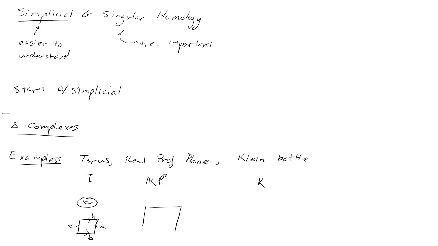RP2, we have the same demarcations of the two opposite sides, but in this case, unlike the torus, where both arrows were going in the same direction, we're going to flip the directions. So we essentially have two twists in a rectangle. And the Klein bottle is kind of a hybrid of those two, where we have the top and bottom ends going in the same direction, and we have a twist on the left and right ends that are being associated with each other.